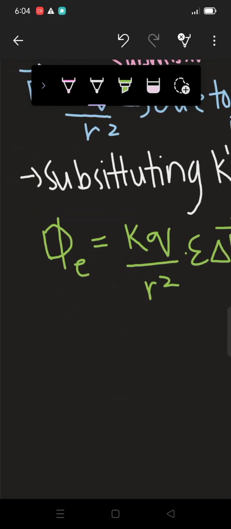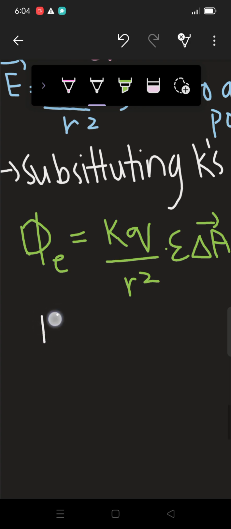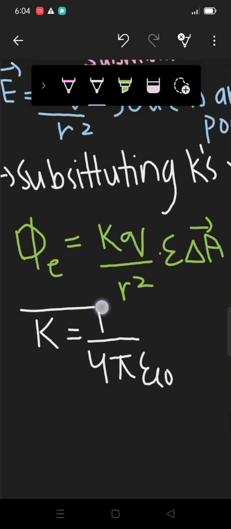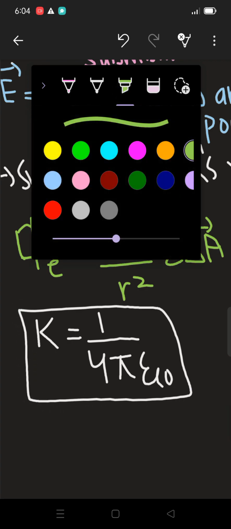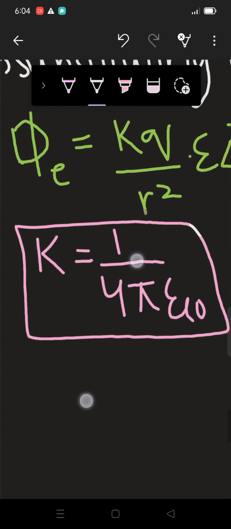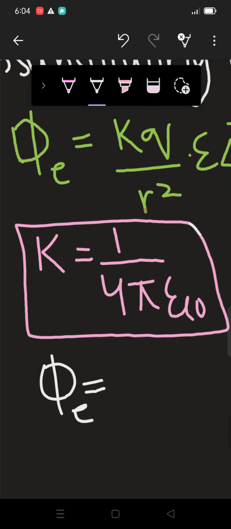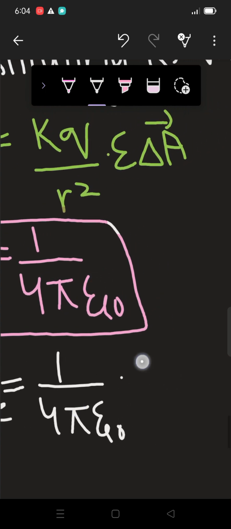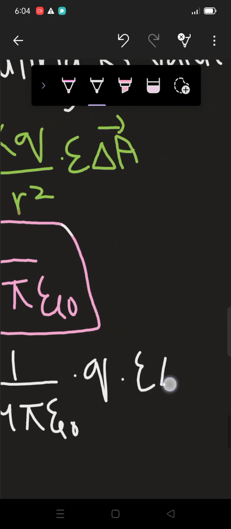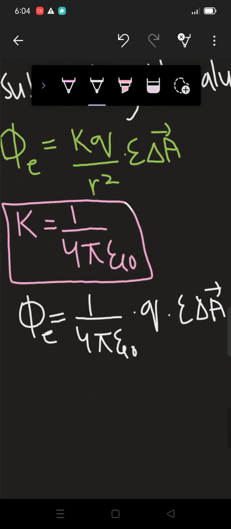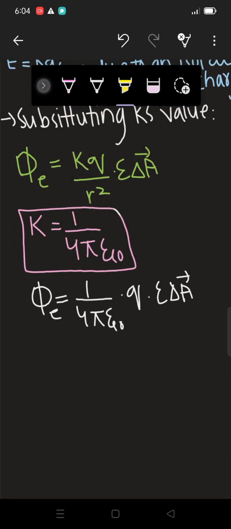Now, instead of writing k, I know that k is equal to 1 upon 4 pi epsilon naught. So let's substitute the value of k. Phi is equal to 1 upon 4 pi epsilon naught, times q, times the summation of the small element of vector area. Wait, let me highlight this as well now.